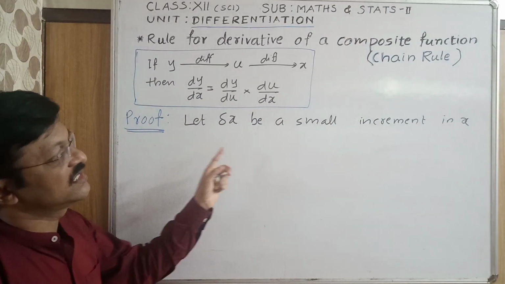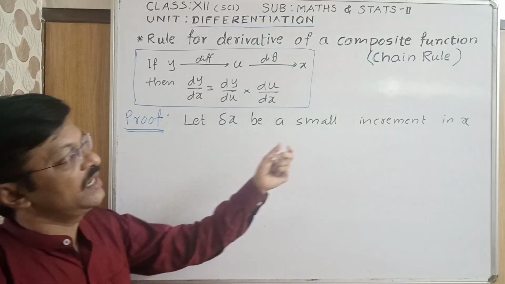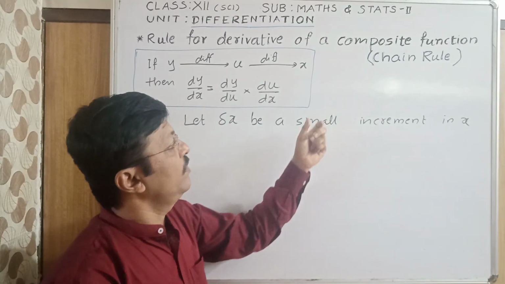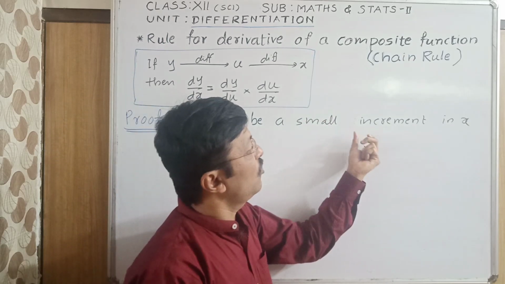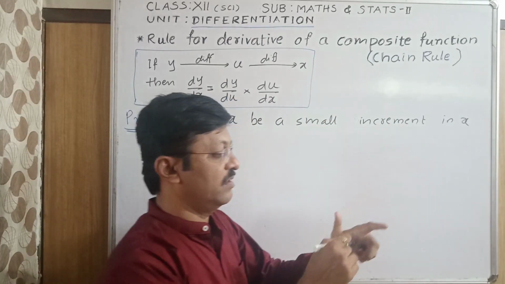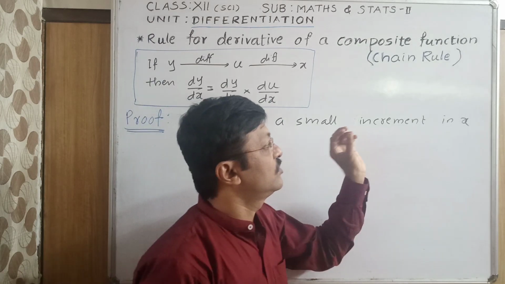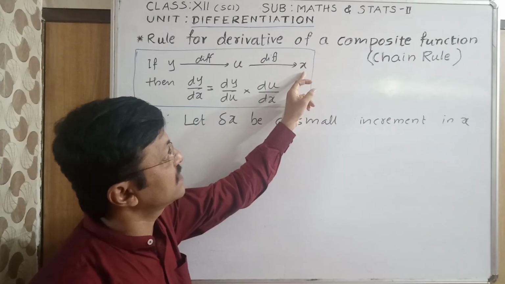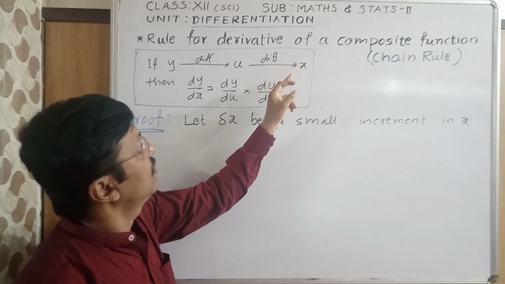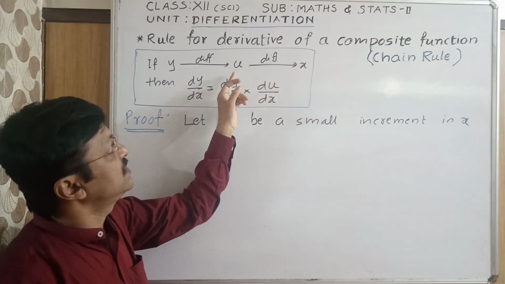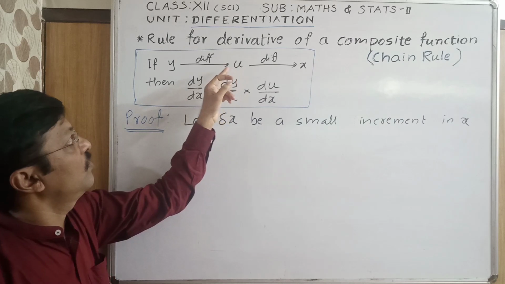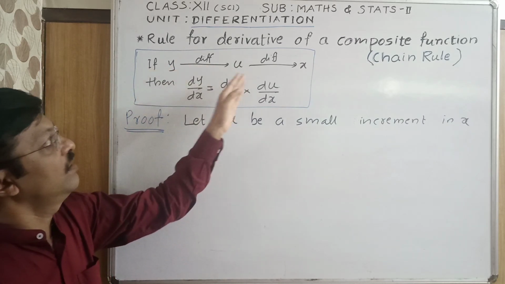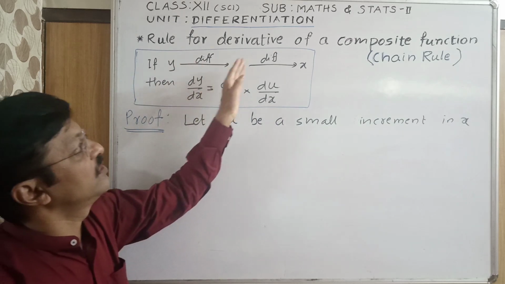Let delta x be a small increment. An increment itself means a very small thing. So if you have a small change in x, you can understand the increment as a small change. On x depends u, and y depends on u. So it's a chain: y depends on u, which depends on x.